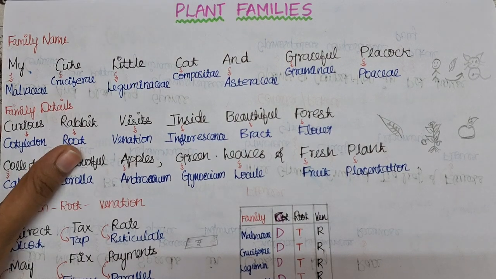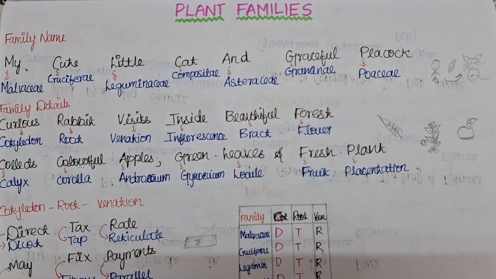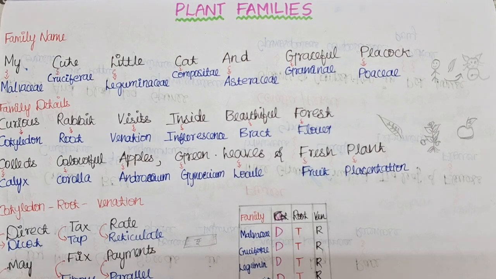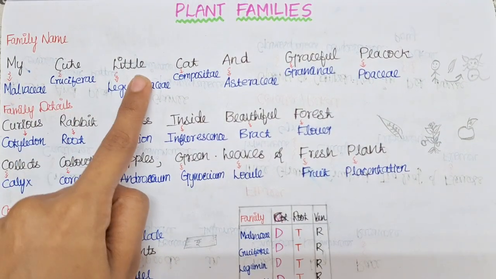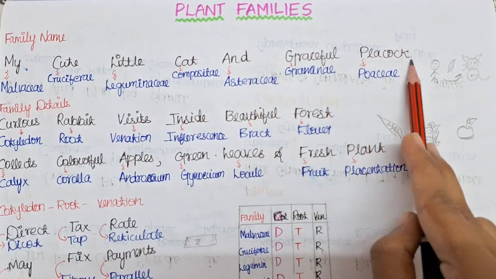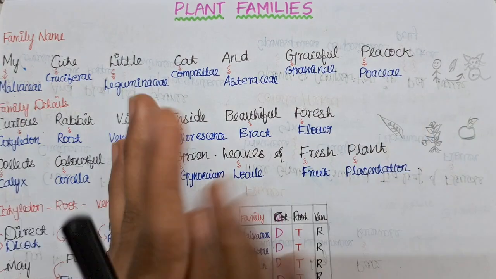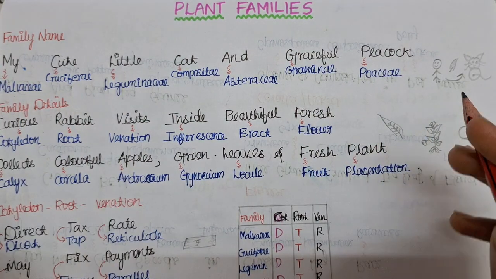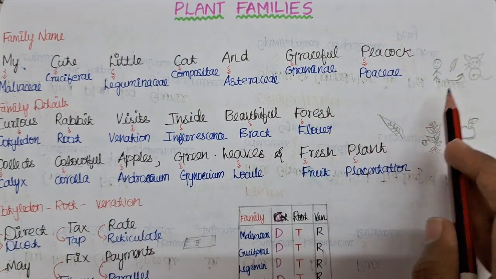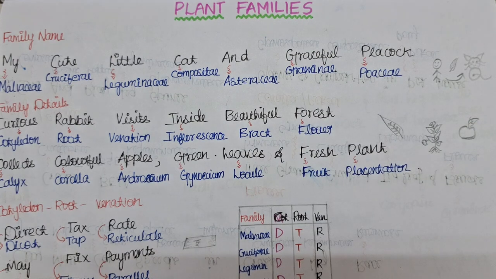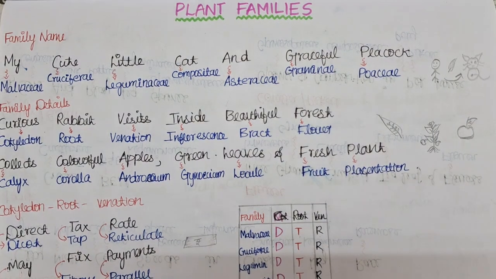So the first trick will be family name. What are the families that we are going to cover? That we will be seeing using this trick. My cute little cat and graceful peacock. As I always say, whenever you are memorizing something, any short trick, try to capture it with good diagrams so that it will go into your mind better than a sentence.